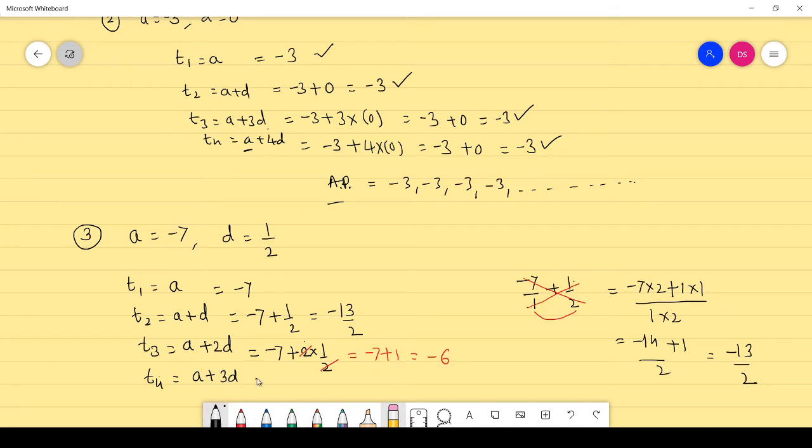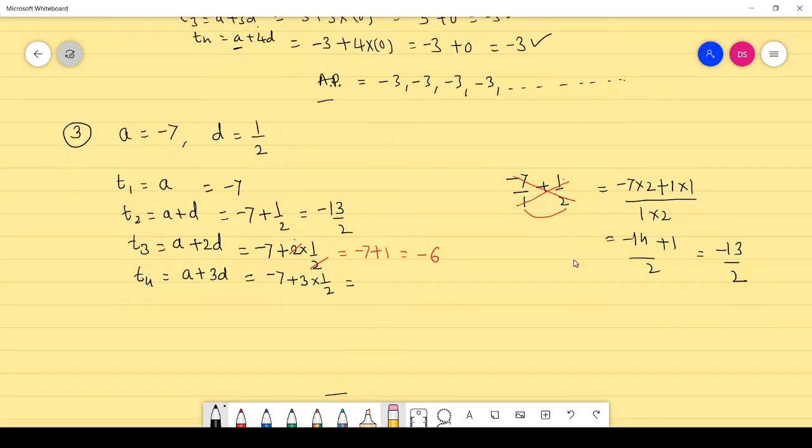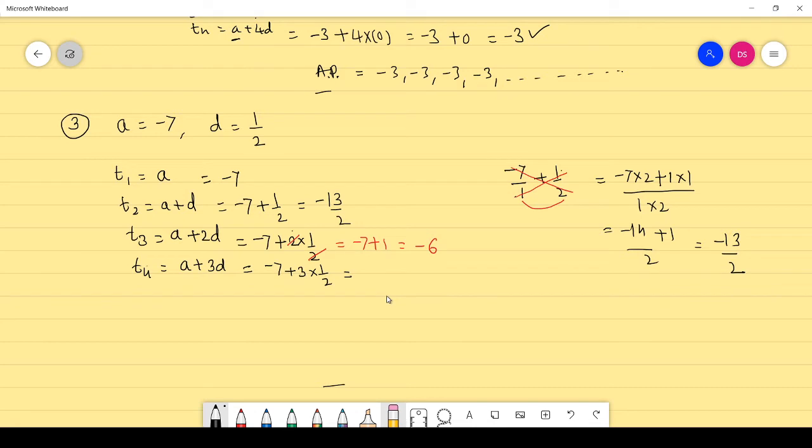Now, the fourth term. We got the third term, that is minus 6. Fourth term right now. What is the fourth term? A plus thrice d. What is A plus thrice d? A is minus 7, plus 3 into d, which is 1 by 2. So let's simplify this. Minus 7 will remain as it is, plus 3 into 1 by 2, that is equal to 3 by 2. In the fraction, nothing is in the denominator of this minus 7. So what is there? Minus 1.